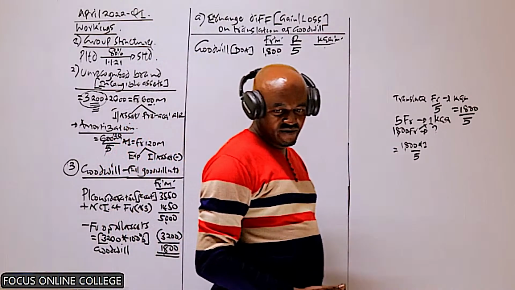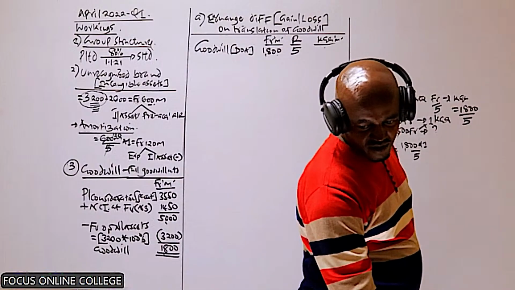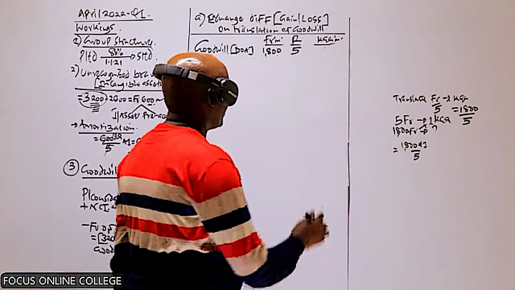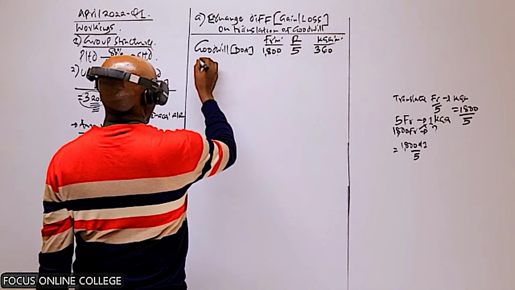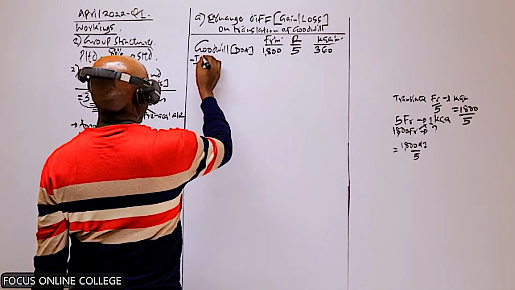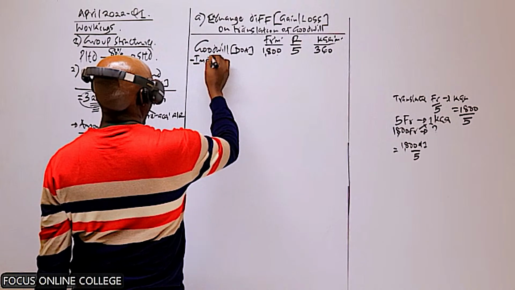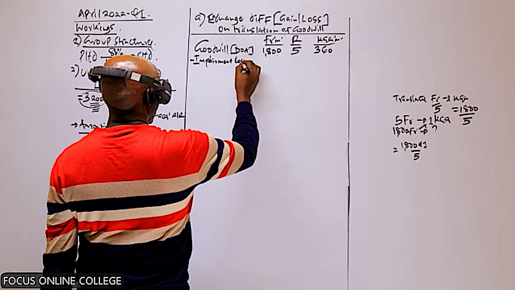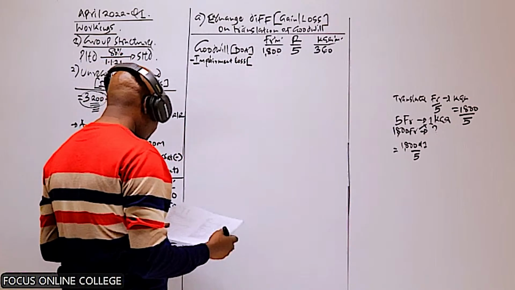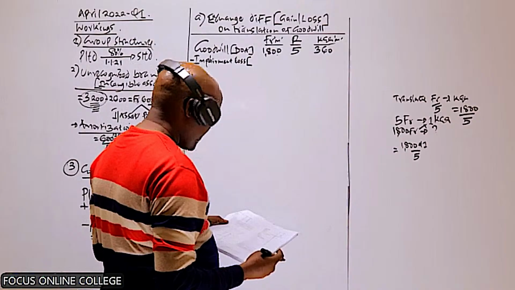We try to hurry up. So that one will give us 360. That one will give us 360. And then out of this, we have said we need to less the impairment loss. The impairment loss, we are given that information in note number 4.